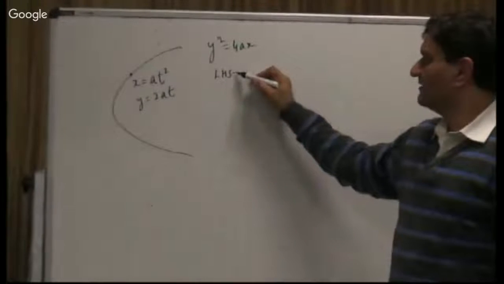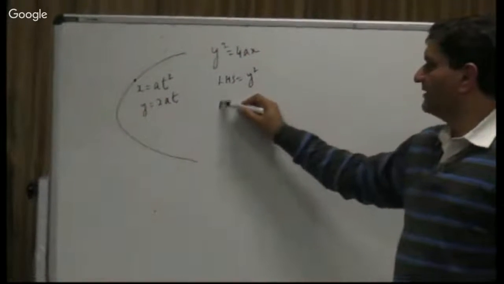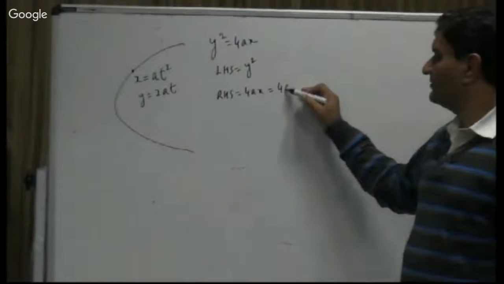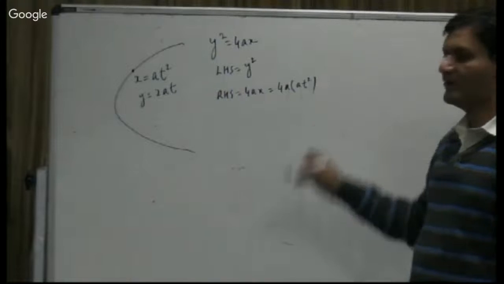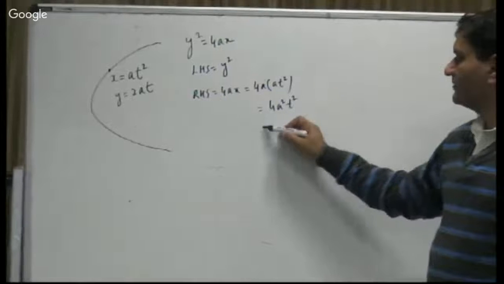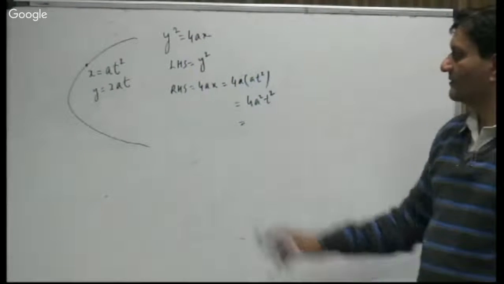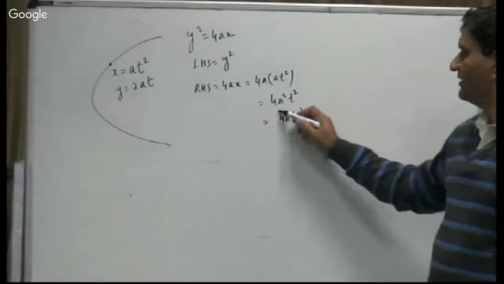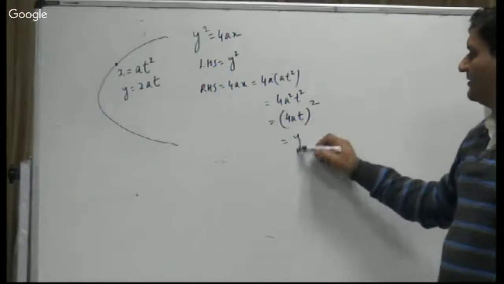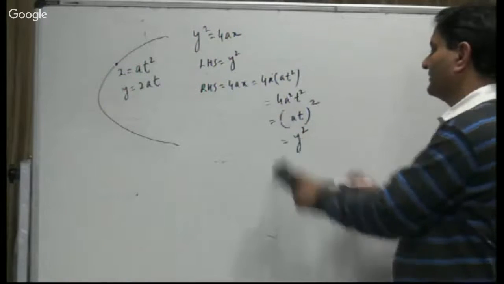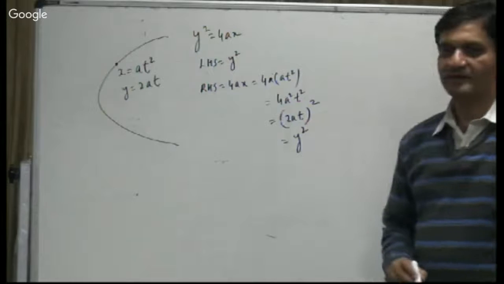And if you substitute in this, see, left hand side is y square and right hand side is 4ax. So in place of x you substitute at square. What you get? 4a square t square. This is 4at whole square. This is nothing but y square, 2at. Is that clear to you?